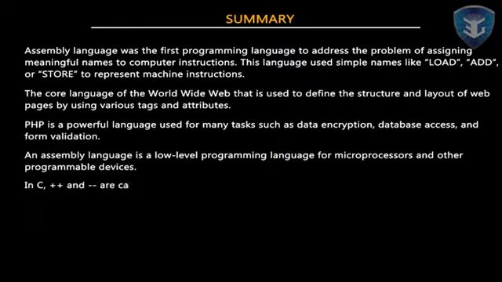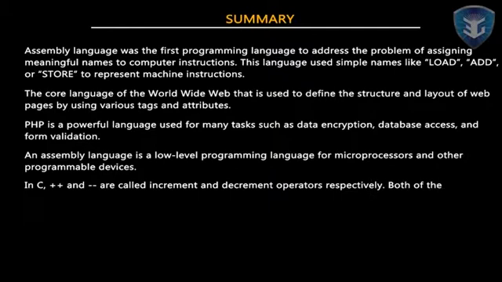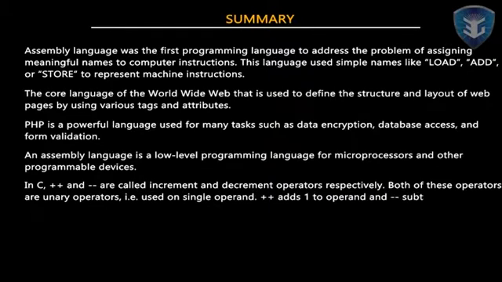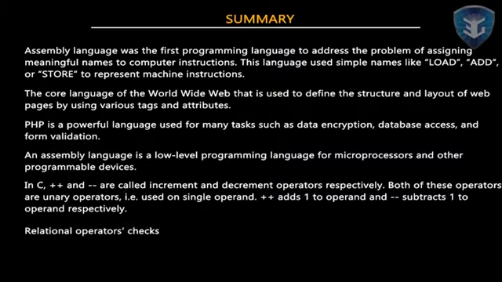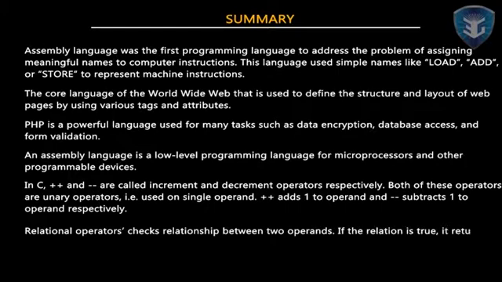In C, ++ and -- are called increment and decrement operators, respectively. Both of these operators are unary operators. They use a single operand. ++ adds 1 to the operand, and -- subtracts 1 from the operand, respectively. Relational operators check relationships between 2 operands. If the relation is true, it returns value 1, and if the relation is false, it returns value 0.